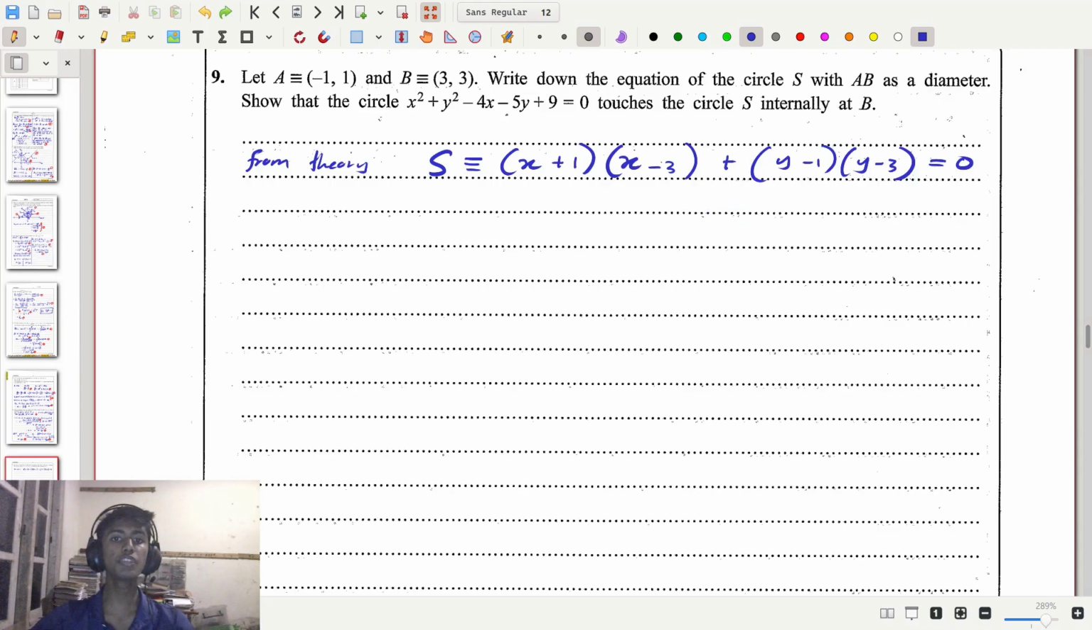Now if we simplify this down, we get x squared, then minus 3x plus x, and then 1 times -3, which is -3. Then we get y squared, y times -3 is -3y, -1 times y is -y, and -1 times -3 is +3. So we have +3 here and -3 here, cancelling out to give a constant term of 0.